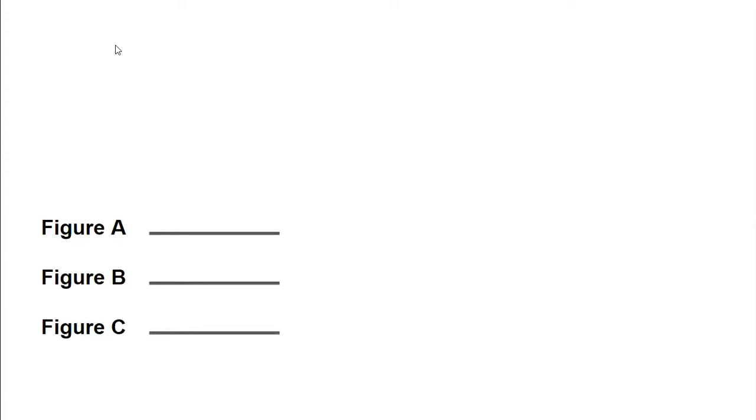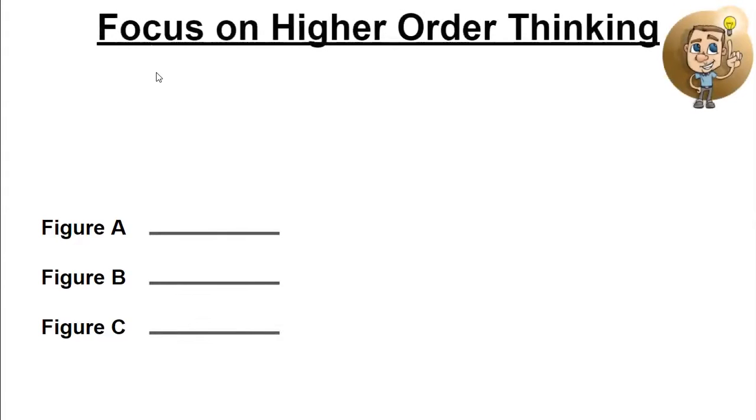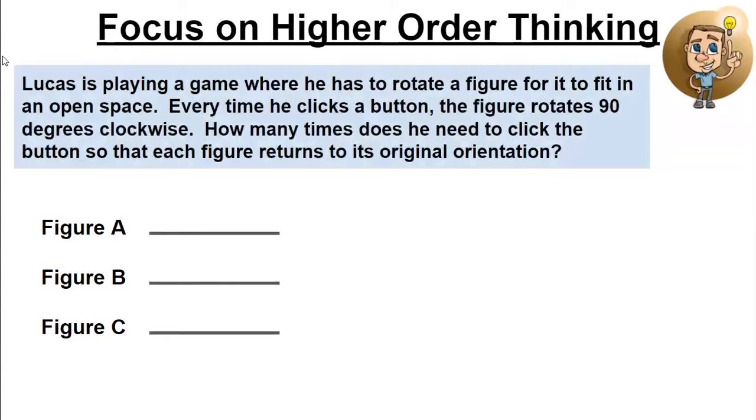Okay, welcome back. We're going to talk about a little higher order thinking. So Lucas is playing a game where he has to rotate a figure for it to fit in an open space. Every time he clicks a button, the figure rotates 90 degrees clockwise. Okay, kind of going toward the right, right? How many times does he need to click the button so that each figure returns to its original orientation?